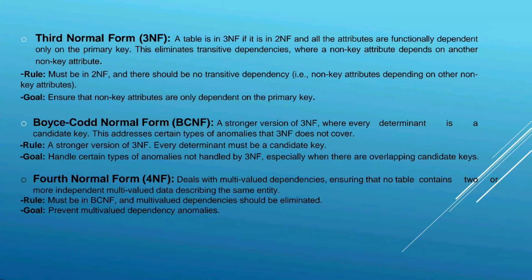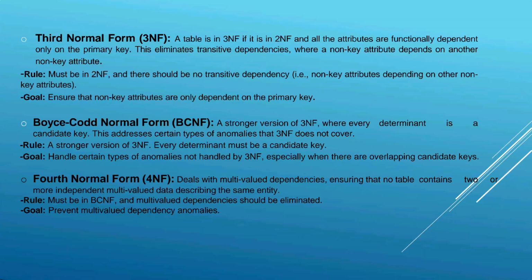Third normal form, 3NF. A table is in 3NF if it is in 2NF and all the attributes are functionally dependent only on the primary key. This eliminates transitive dependencies where a non-key attribute depends on another non-key attributes. It has some specific rules. It must be in 2NF and there should be no transitive dependencies, that is non-key attributes depending on other non-key attributes. Goals: ensures that non-key attributes are only dependent on the primary key.